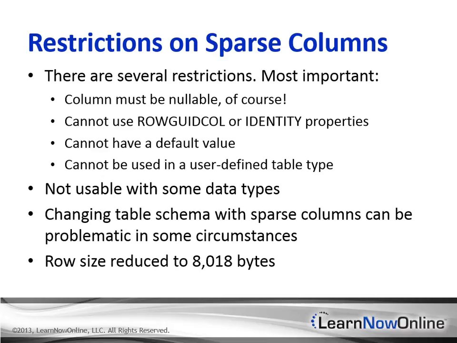A table with sparse columns has a slightly reduced maximum row size, 8018 bytes instead of the usual 8060. SQL Server needs the additional space to manage the sparse columns. But the really good news is that you can have up to 30,000 columns in a table with sparse columns, so you can get just about as carried away as you want with the table schema. All of these restrictions really are pretty manageable, and generally don't severely limit the use of sparse columns. You have to be aware of them, though, in order to avoid problems.